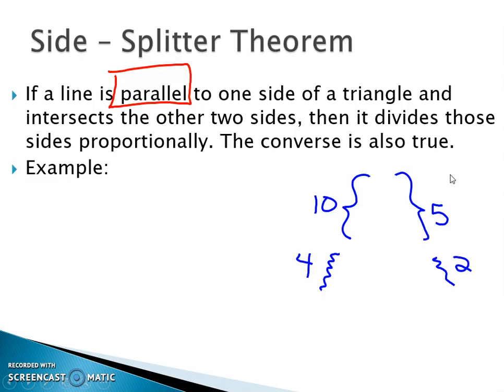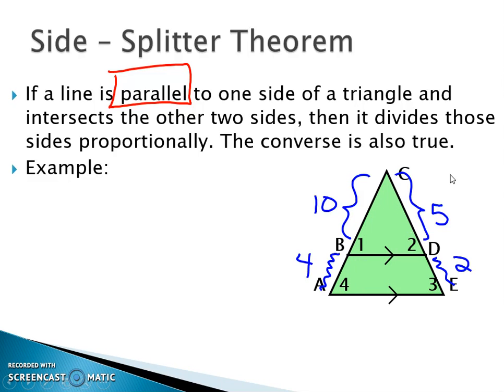So we're going to look at the side splitter theorem. If a line is parallel, please circle the word parallel, to one side of a triangle and intersects the other two sides, then it divides those sides proportionally. The converse is also true.